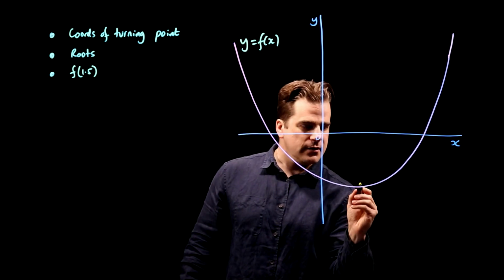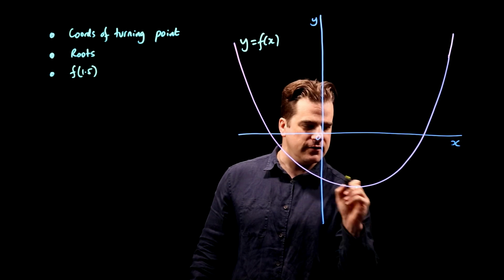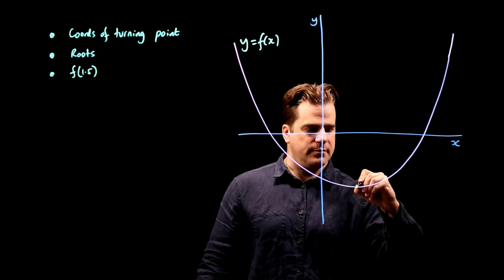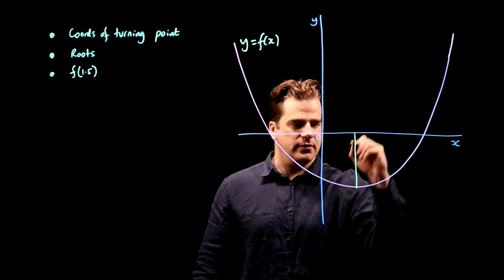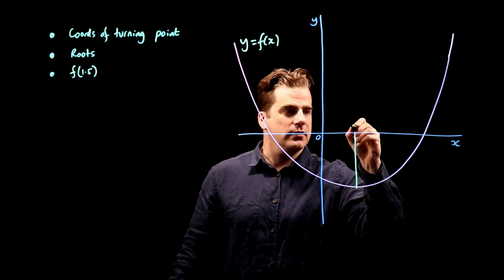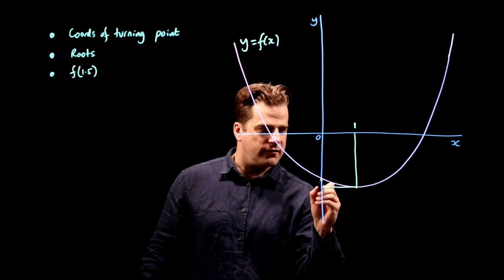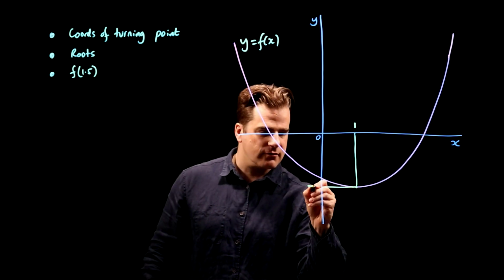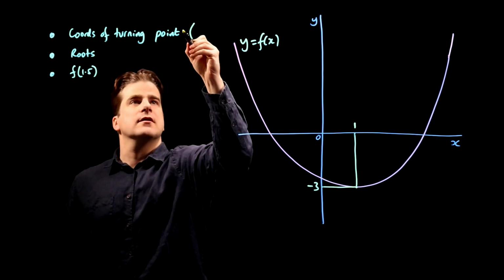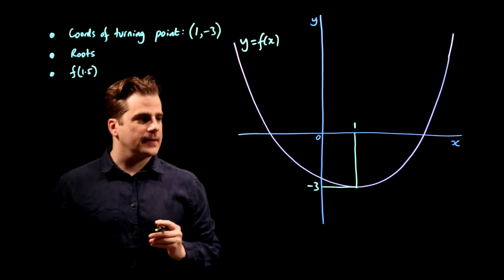So locate the turning point, the lowest point there, and go up to get the x value, and that turns out to be 1. And go across to get the y value, and that turns out to be -3. Coordinates of turning point: x is 1, y is -3.